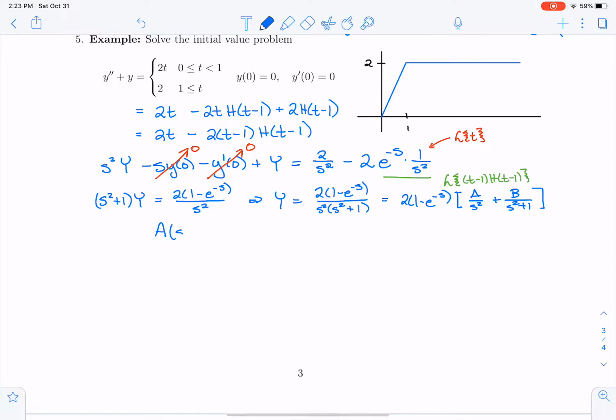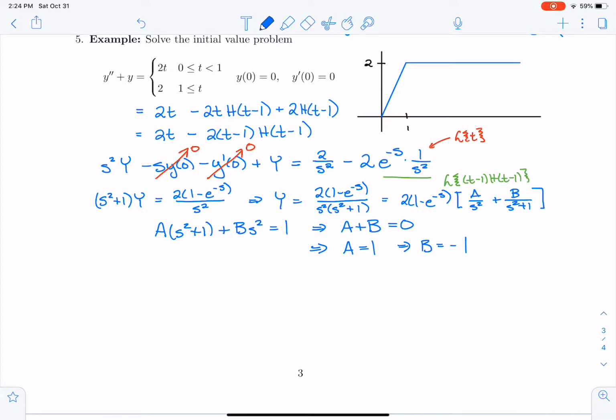A times s squared plus 1 plus b times s squared has to then equal 1. So the coefficients of s squared tell me that a plus b would have to equal 0, because there are no s squared terms. Okay, but then a is all by itself as a coefficient of 1, so a must equal 1, and then of course that tells me that b must be minus 1.